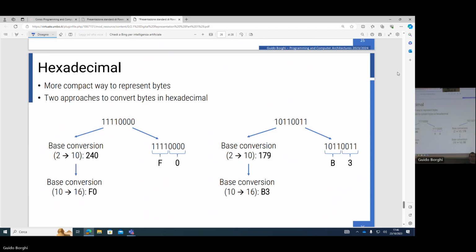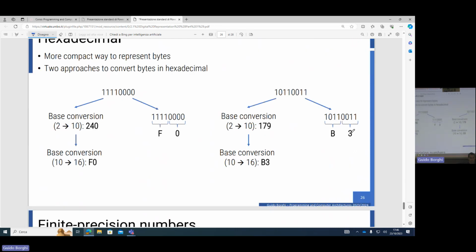Hexadecimal conversion. There is a trick. There are 2 approaches, and there is also a trick. For example, we can use the same base conversion that we have seen for the conversion from base 2 to base 10, multiplying by powers. So we can use the same approach. In this case, the number is 240 in this first example.